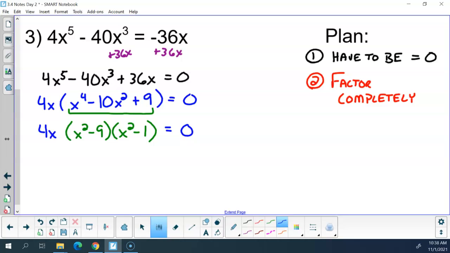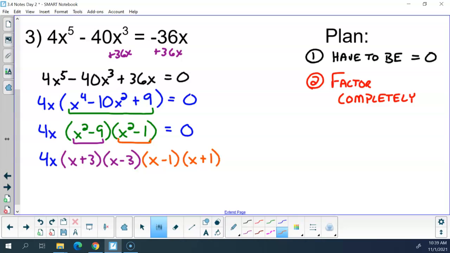Can we factor any more, Paige? Perfect squares minus perfect squares, right? Two green ones. So this one becomes x plus 3 and x minus 3. Then you can do it for the other side. This one becomes x minus 1 and x plus 1. Can we factor any more? No, because now they're all linear terms. So we factored completely.